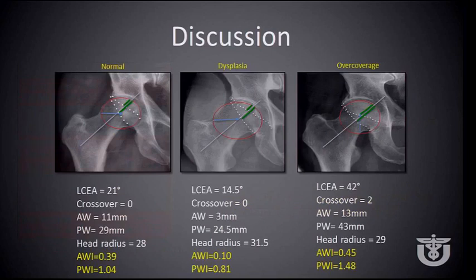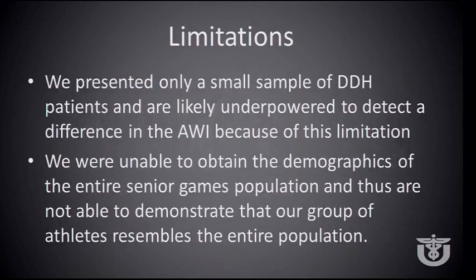Here's a similar graph that was published in the Bern paper looking at the different measurements in normal, dysplastic, and overcovered hips. And you can see the various indices down at the bottom shown in yellow. So using these techniques, I think, is a fairly simple way to differentiate between what type of socket we're dealing with.